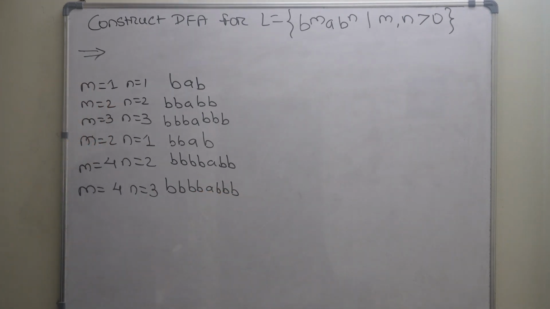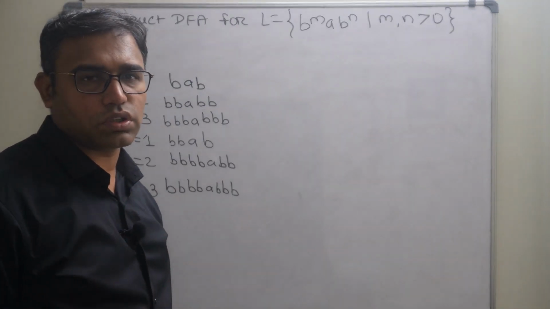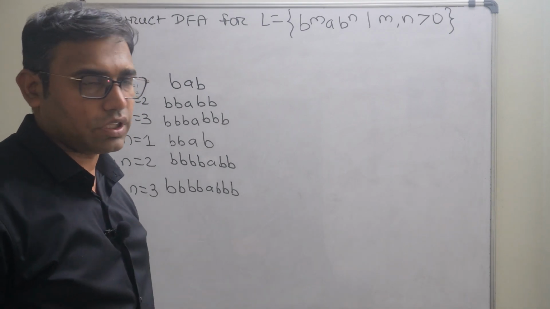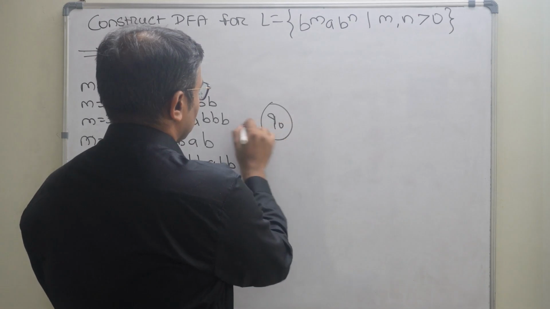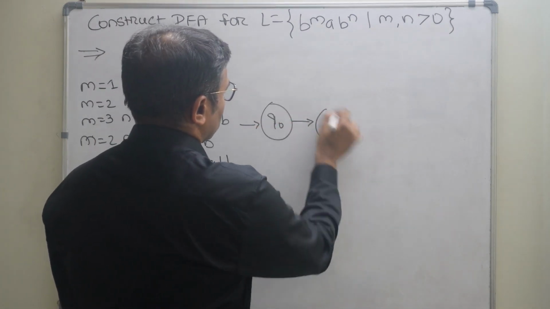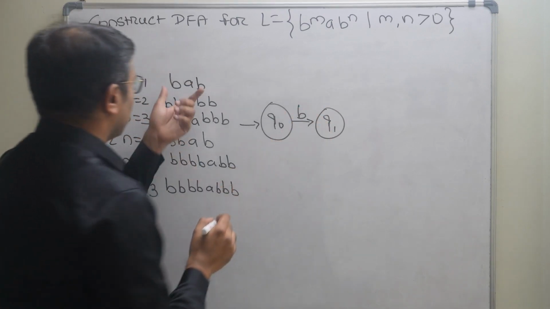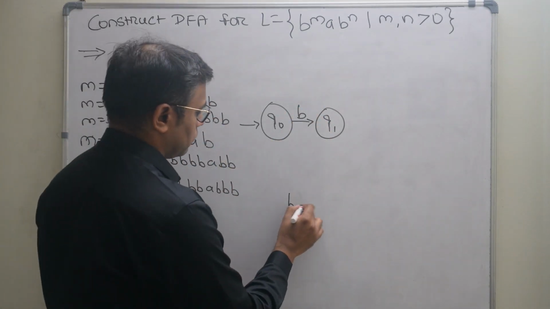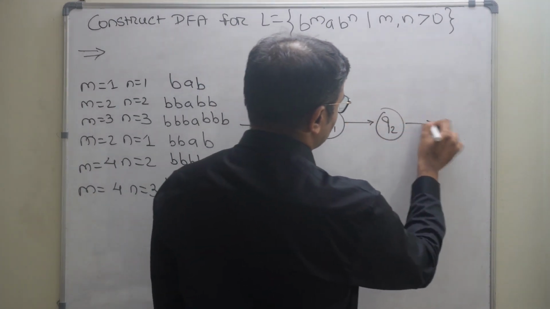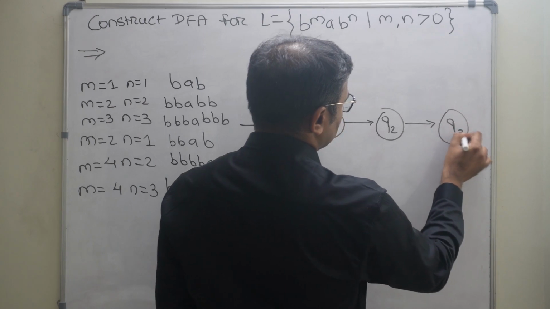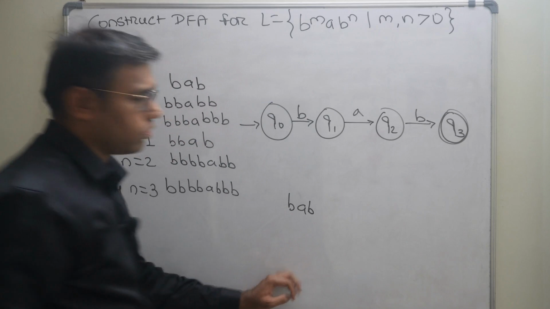So let us construct the automata. We have to remember one thing: the string should not start with a, and should not end with a. So let us construct the automata. First one is q0, then the next state is q1 on b. For the first string bab, we can simply construct the automata: b, then this is q2, then this is q3, b, a, b. So this is the automata.